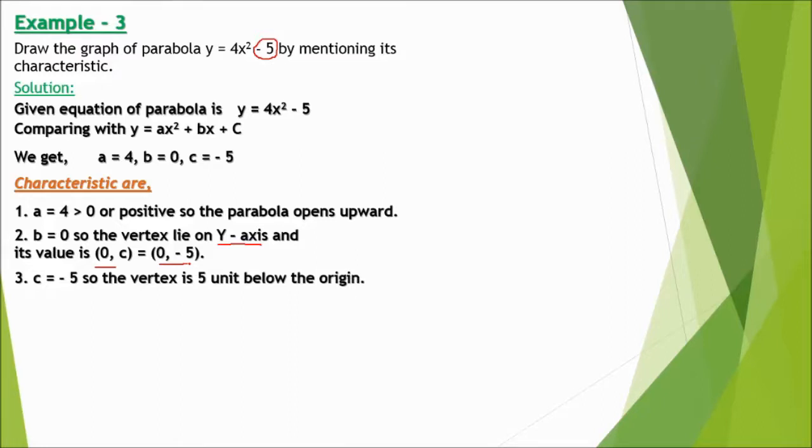Fourth, equation of line of symmetry we don't have to find. Okay, we can directly write axis. The y-axis is the equation of line of symmetry. If you forgot the characteristics, then you can use the formula and you will get the same answer. x is equal to 0, that means y-axis is our equation of line of symmetry. Y-axis is our line of symmetry, and x is equal to 0 is equation of line of symmetry, y-axis.